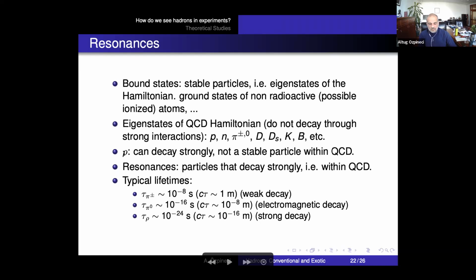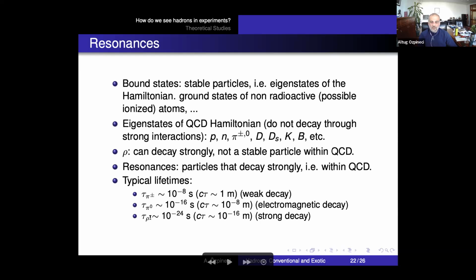The rho meson, for example, we easily see it in experiments, but it's not a stable particle. It's what we call a resonance. Now, if you look at the typical time scales, pi plus and pi minus can only decay through weak interactions, so they live a very long time, 10 to the power minus 8 seconds. The pi zero decays electromagnetically, its lifetime is 10 to the power minus 16 seconds. And the rho, which decays strongly, decays in 10 to the power minus 24 seconds.